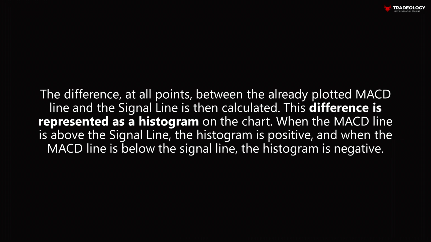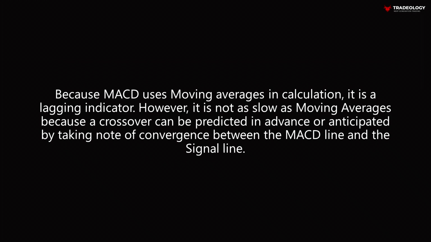The difference at all points between the already plotted MACD line and the signal line is then calculated. This difference is represented as a histogram on the chart. When the MACD line is above the signal line, the histogram is positive, and when the MACD line is below the signal line, the histogram is negative. Because MACD uses moving averages in calculation, it is a lagging indicator. However, it is not as slow as moving averages because a crossover can be predicted in advance, or anticipated, by taking note of convergence between the MACD line and the signal line.